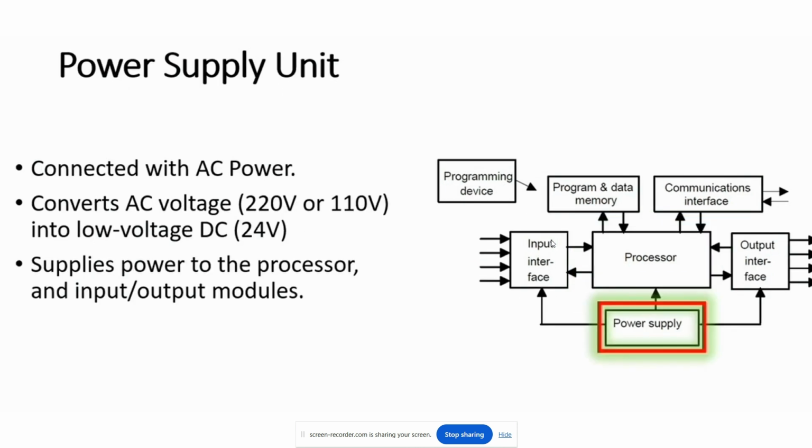Then we have a power supply. So this power supply is normally connected to the AC power. So it also converts the AC voltage ambayo ni 220 or 110 volt into low voltage DC ambayo ni 24 volt. So hii low voltage ndo ambayo inatumika kwenye kupower the processor, kupower input interface, kupower output interfaces to the 24 volt.